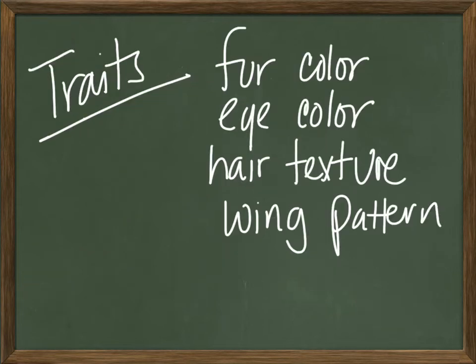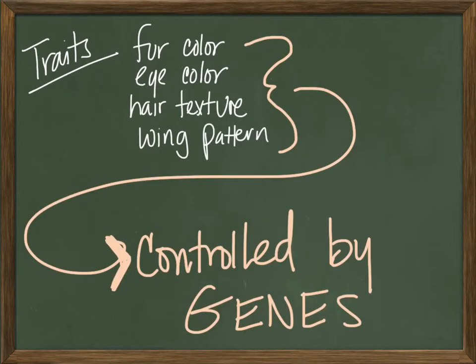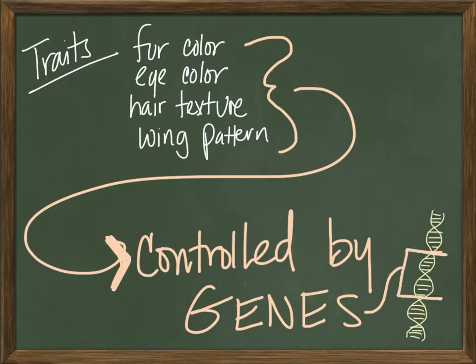All organisms have traits, and those traits can include things like fur color, eye color, hair texture, wing pattern, toe webbing. You name it, any trait that an organism has, we can name. And even better, we can find the genes that control it, because traits are controlled by genes. And you remember that genes are actually just sections of DNA that code for specific proteins.